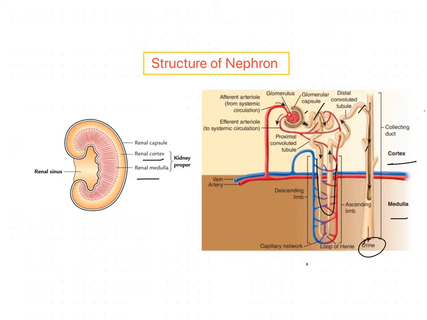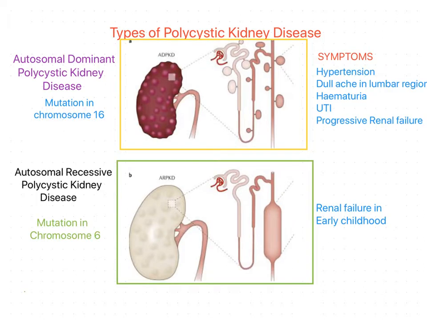So what actually happens here is that there should be a proper union of the secreting part and the collecting part. In this disorder, there is non-union of these two parts in some nephrons. So this polycystic kidney is considered a disease, and it occurs in two types. The first one is the adult type and the second one is called the infantile type.